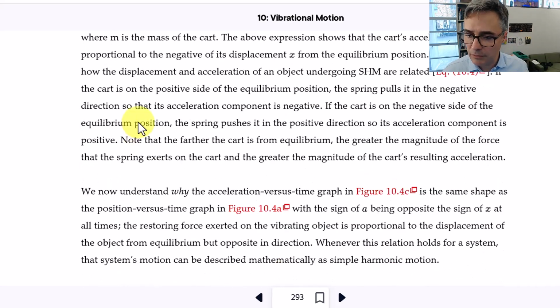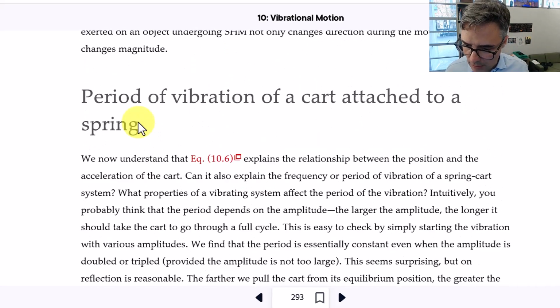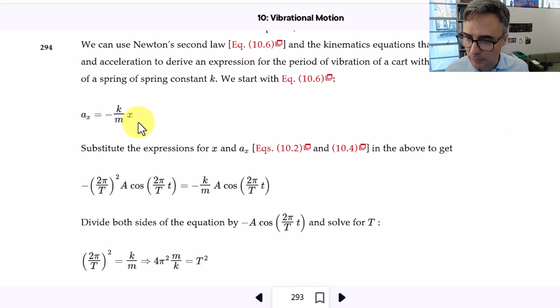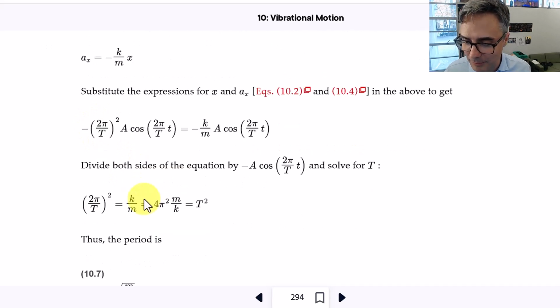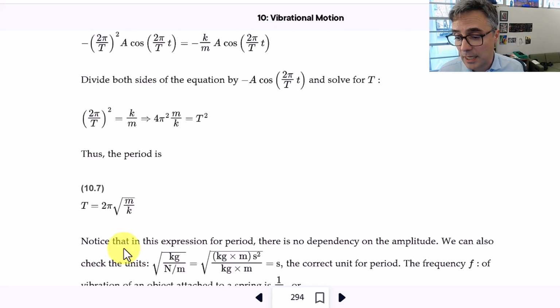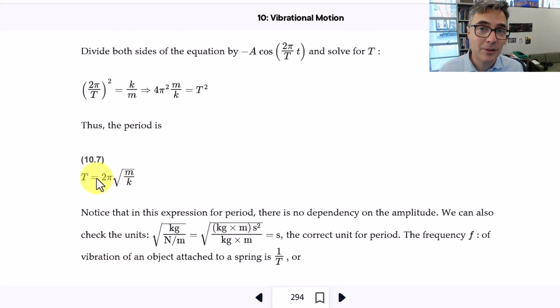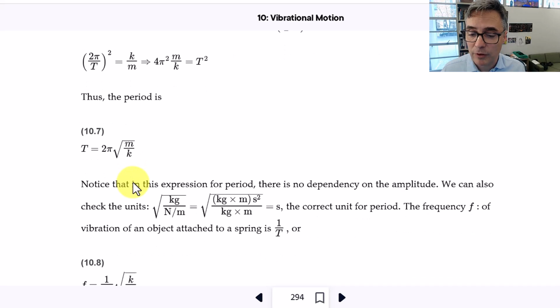And remember, actually, we have an equation for x. It was A times cosine of 2 pi t over capital T. And you can actually plug this in and solve out for what the period is in terms of the mass and spring constant of the spring. So I'll talk in class a little bit more about this, but basically capital T, the period, is equal to 2 pi times the square root of m over k.